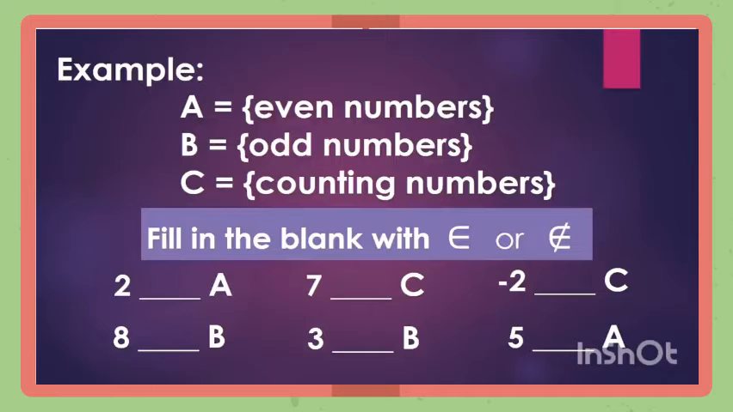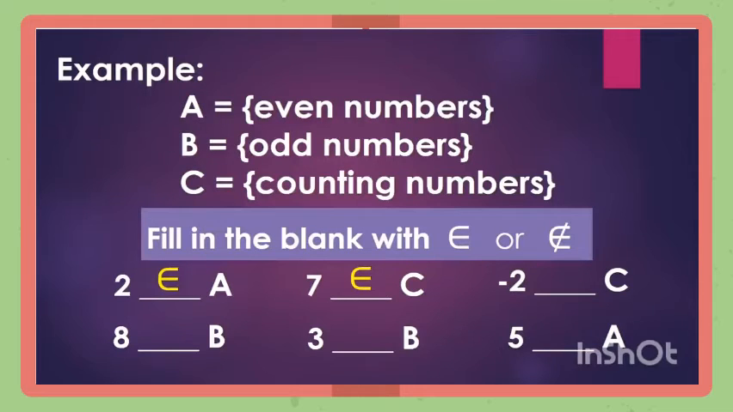Okay, so 2, is it an element or not an element of set A? Punta kayo sa A. Ang sabi, ang A ay even numbers. Ang 2 ba ay even numbers? Yes. So, therefore, that is an element. Next, 7. Is 7 an element or not an element of set C? Ang set C ay counting numbers. So, ang 7 ba ay considered as a counting number? Yes. So, that is an element.